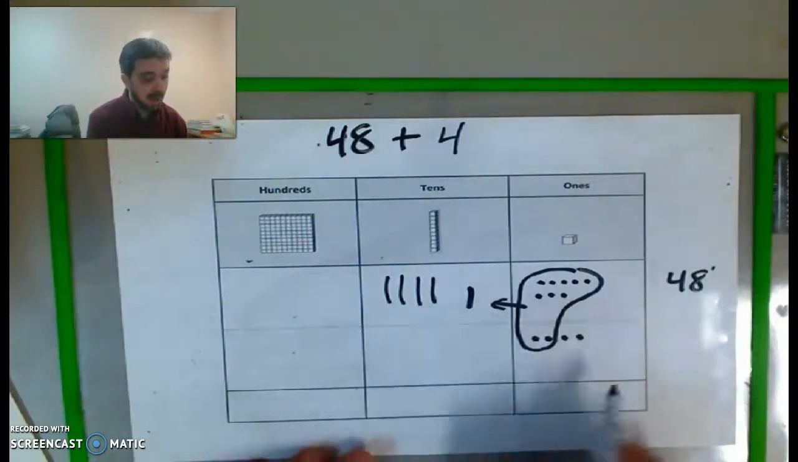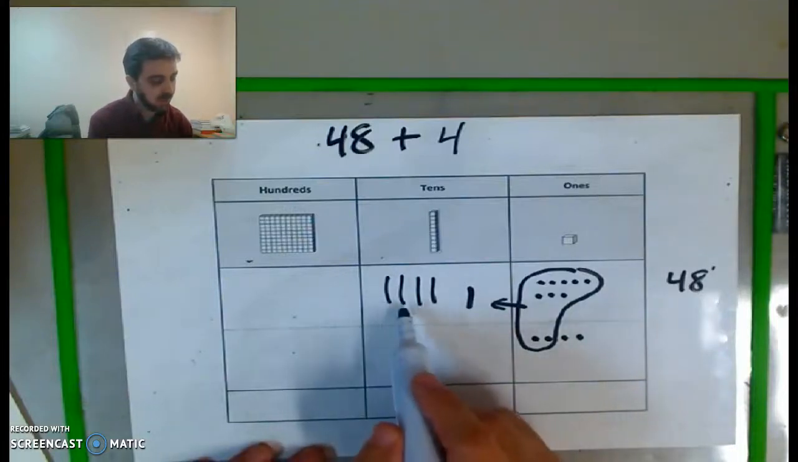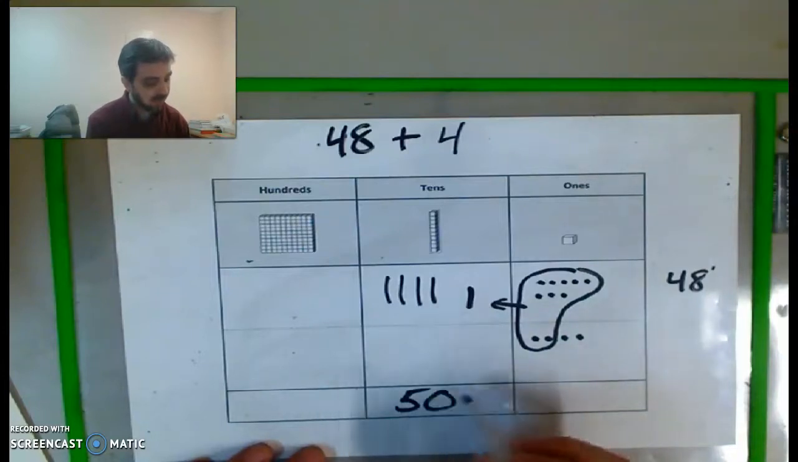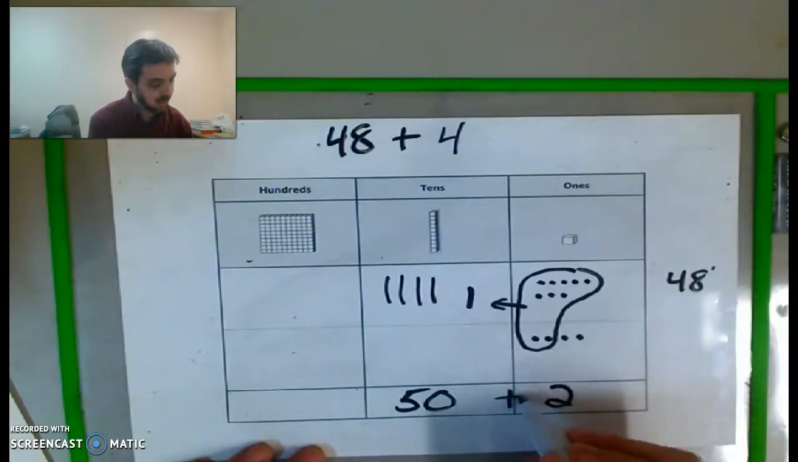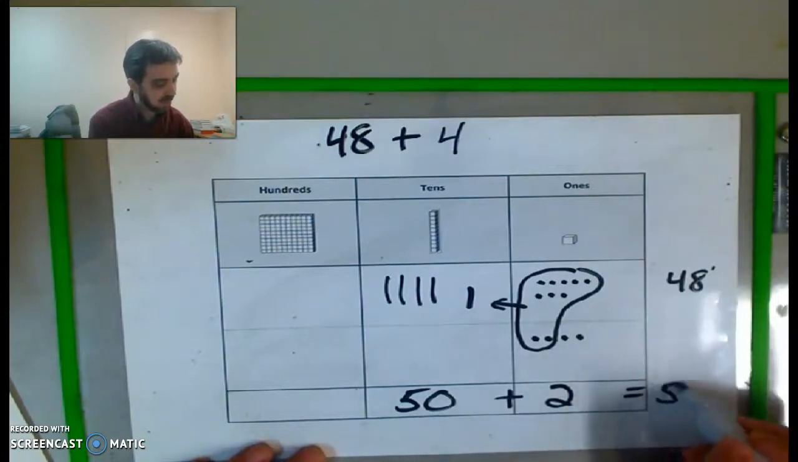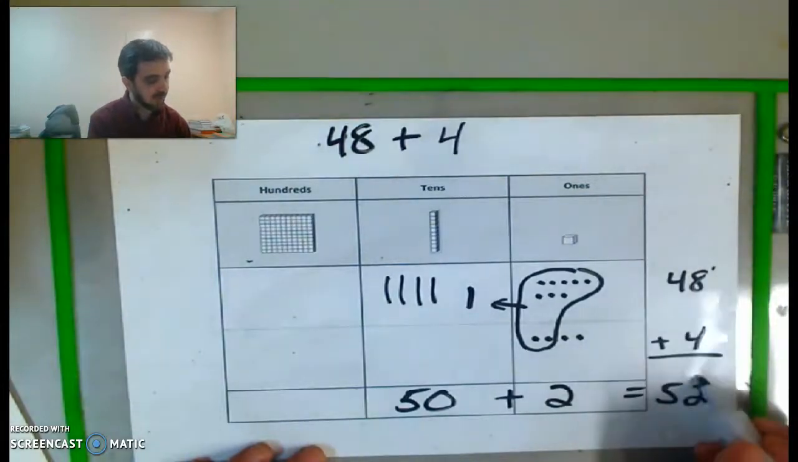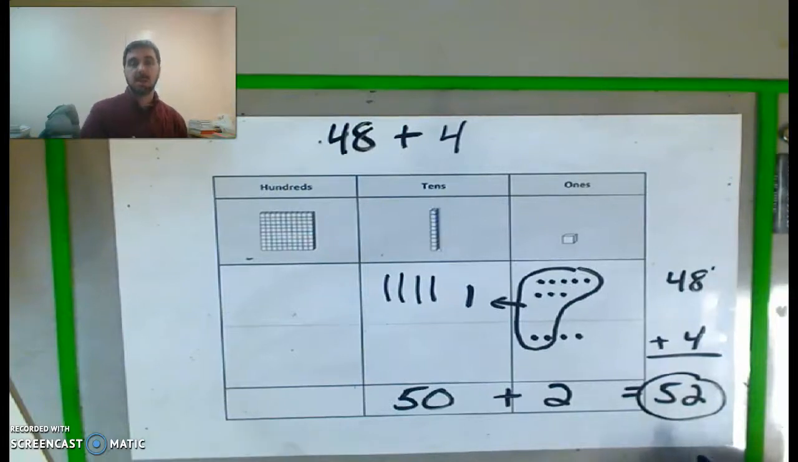So now I am ready to add up. So how many 10s do I have? 1, 2, 3, 4. I have 5 10s, which gives me 50, and I have 2 1s remaining, so that gives me 2, and 50 plus 2 equals 52. 48 plus 4 is the same as 52. Okay? All right, so that's how you would do it.